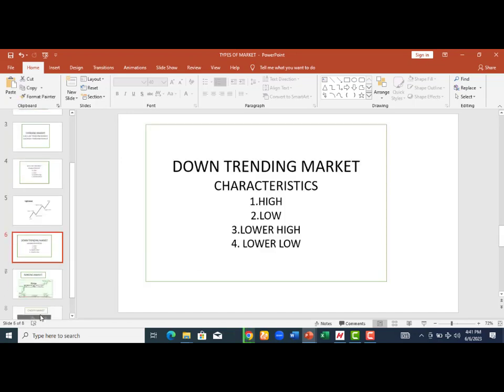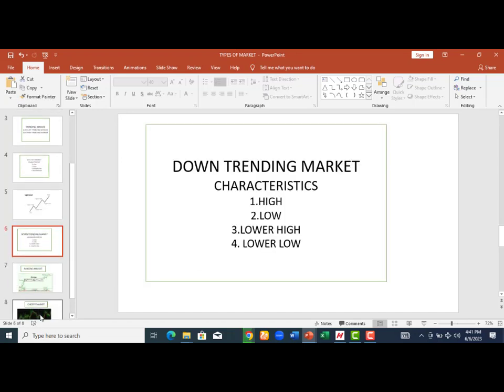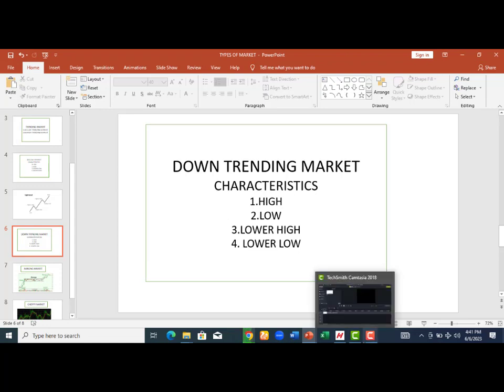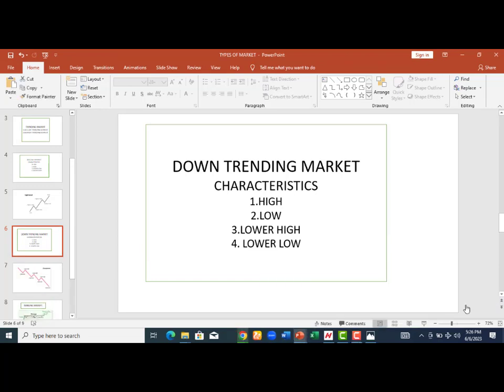So we move to the next type. We have the downtrending market. Now characteristics, it has a high, it has a low, it has a lower high, and it has a lower low. So you have to put all this into consideration.